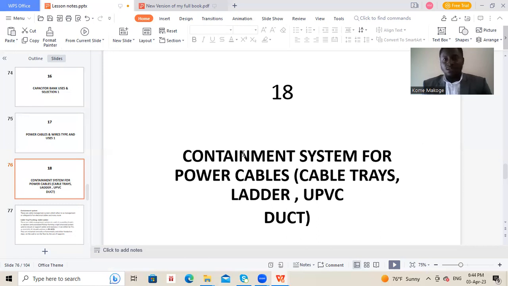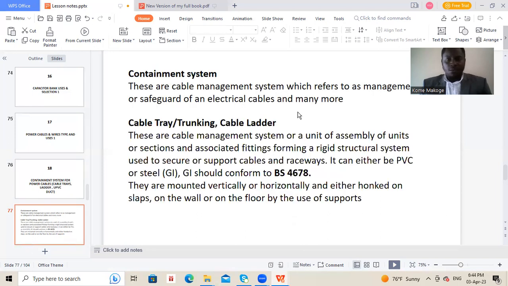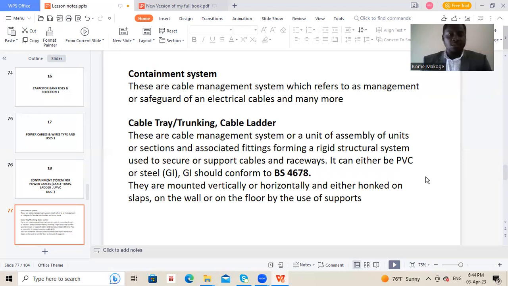This is lesson number 18, which is containment system and power cables, cable tray, ladder, and UPVC ducts. Before we dive into that, we have to first understand what a containment system is, before we start doing calculations and selection of different containment systems that will be used for our designs, maybe in a residential building, a commercial building, or in industrial buildings.